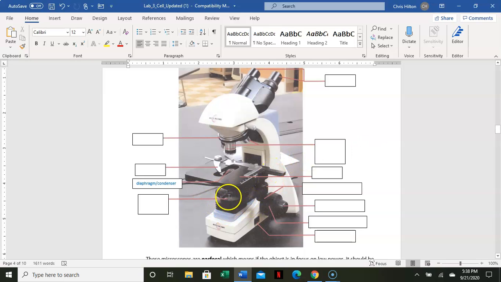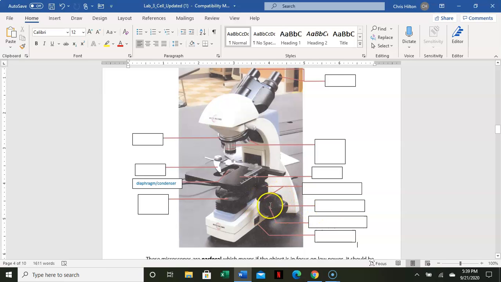This little box down here is the light source. It illuminates your specimen. And then there's this set of controls hanging off the stage. And these are the stage controls. And they allow you to move the stage around and therefore your slide around. So you can look at different parts of your slide, different parts of your specimen.